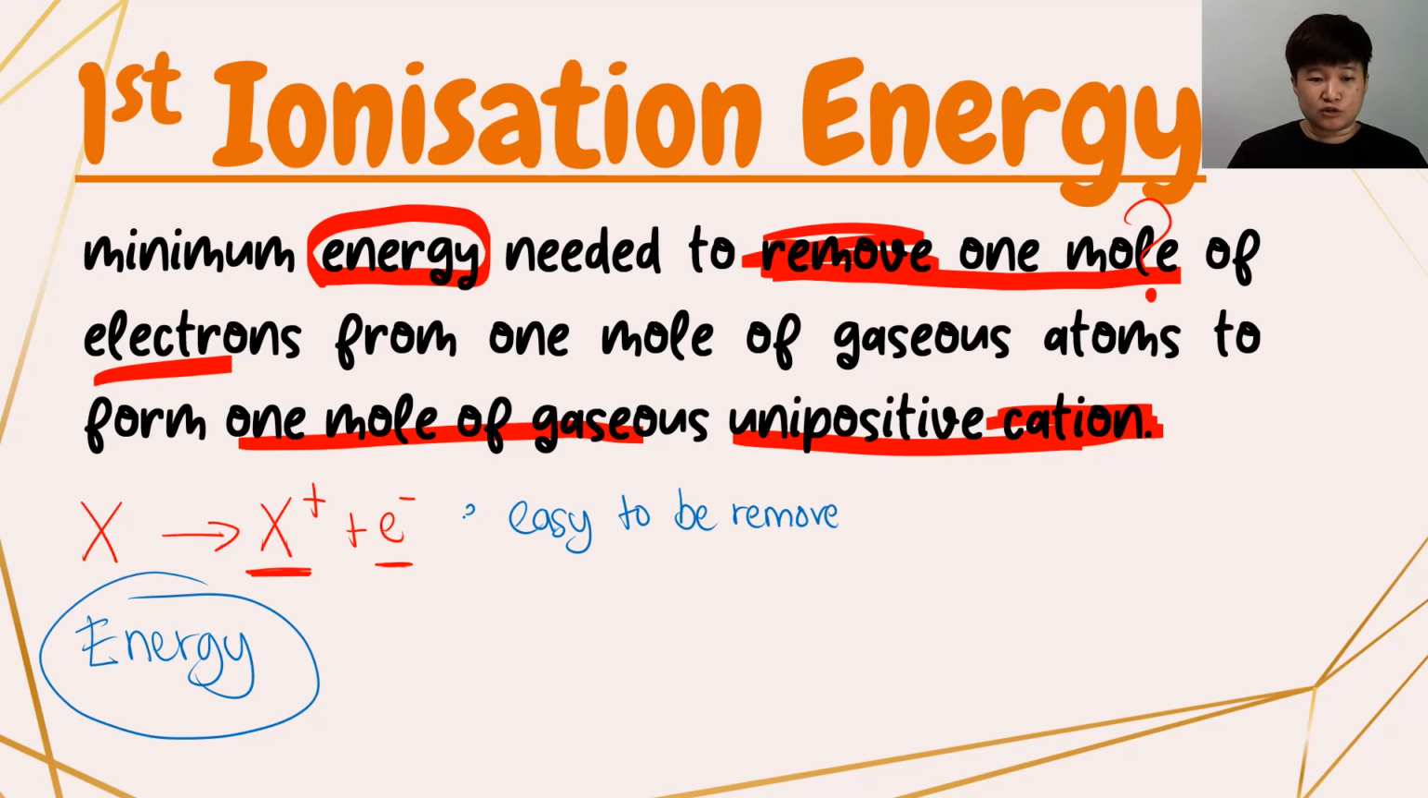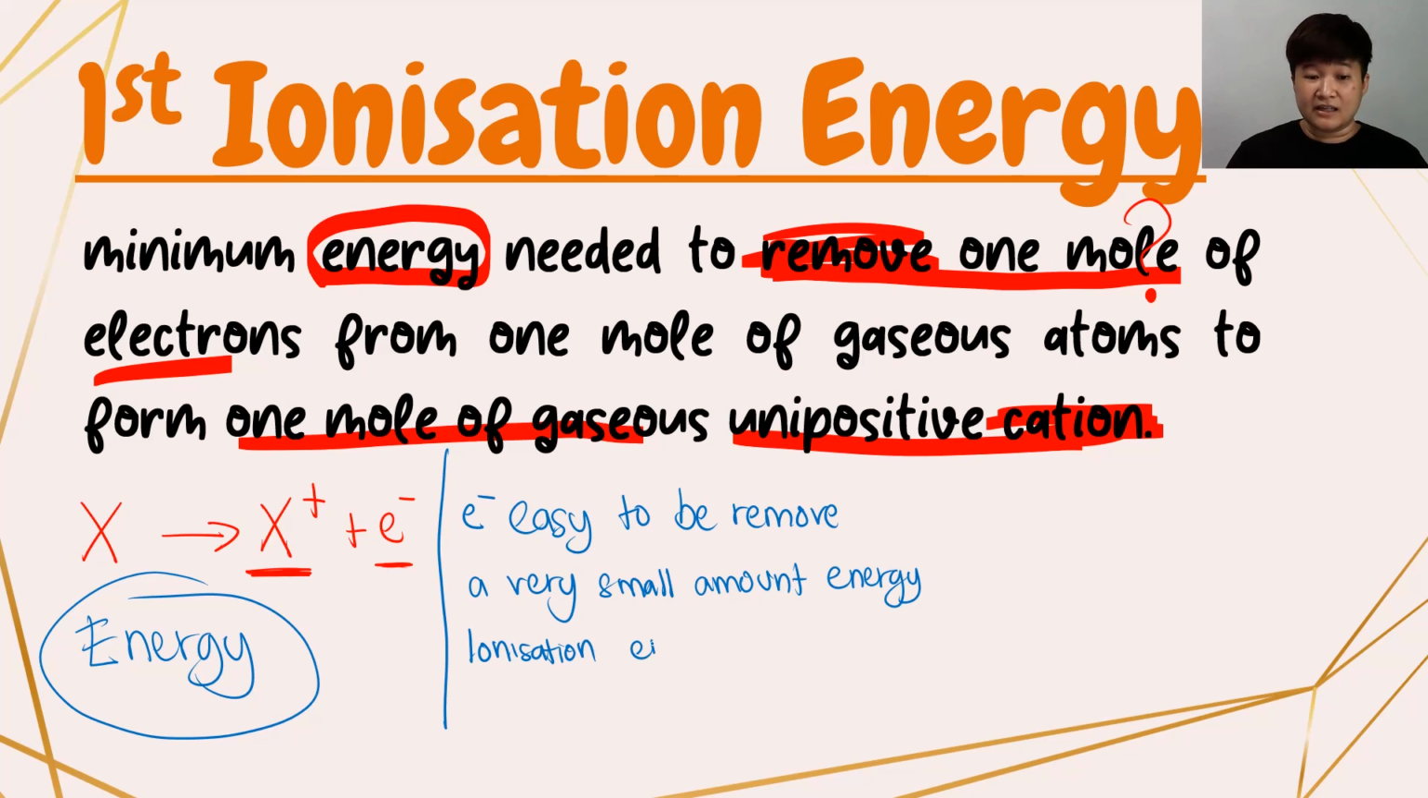Alright, if the electron is very easy to remove, do I need a lot of energy? If you have a box and you want to move it, and it's very easy to move the box, do you need a lot of energy? No. I will only require a very small amount of energy if the electron is very easy to remove. And since I only require a small amount of energy, my ionization energy will be very low.